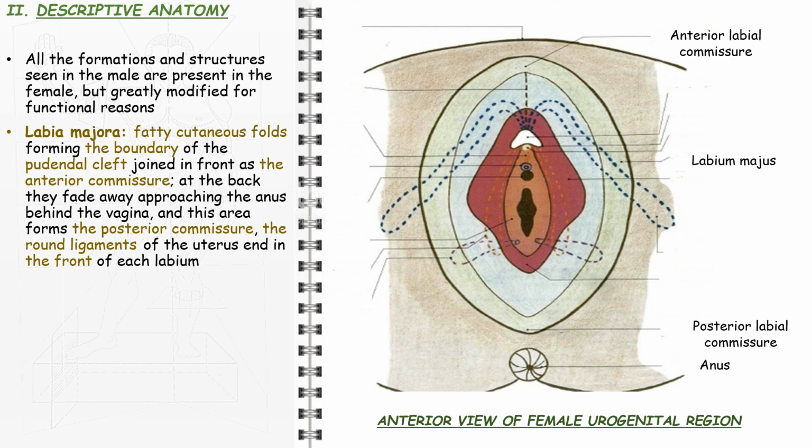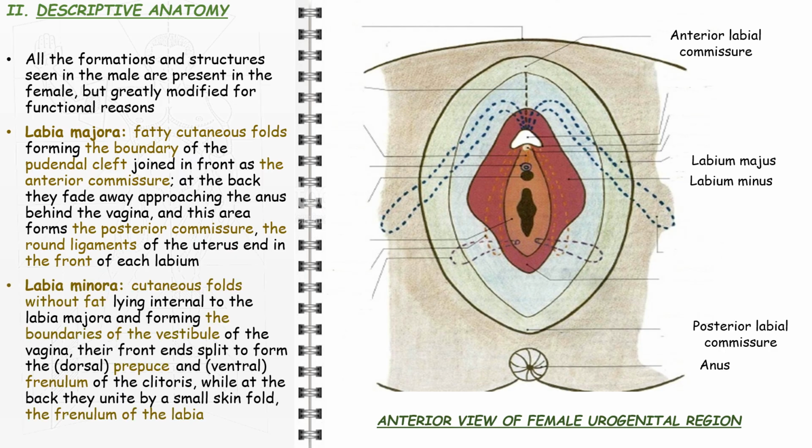Each labium majus has 2 faces: lateral, convex, separated from the medial face of the thigh by the genitofemoral sulcus, and medial, flat and hairless, separated from the labium minus by the interlabial sulcus. It has 2 borders: anterior, free, limiting the pudendal cleft, and posterior, adhering to the pubic branches. Labia minora consist of cutaneous folds without fat, mucous in appearance and hairless, lying internal to the labia majora and forming the boundaries of the vestibule of the vagina.